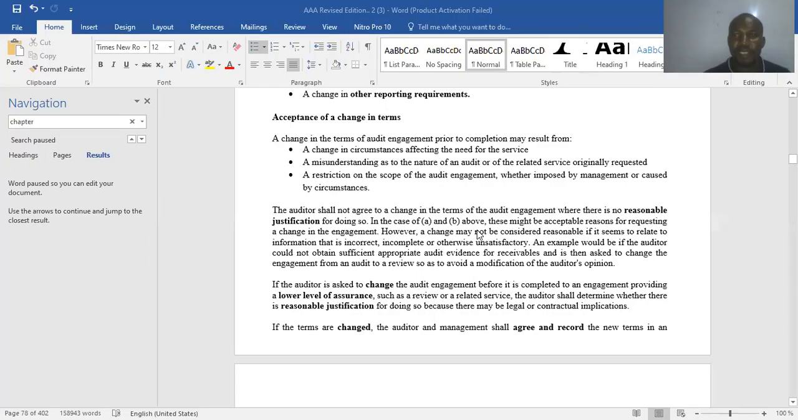So we were saying before we end off, that there are changes that can come when you have started doing your work, but before you finalize, you want to change your mind. What can cause that? Number one, if you're doing audit, then you realize that there is a change in circumstances affecting the need for the service.